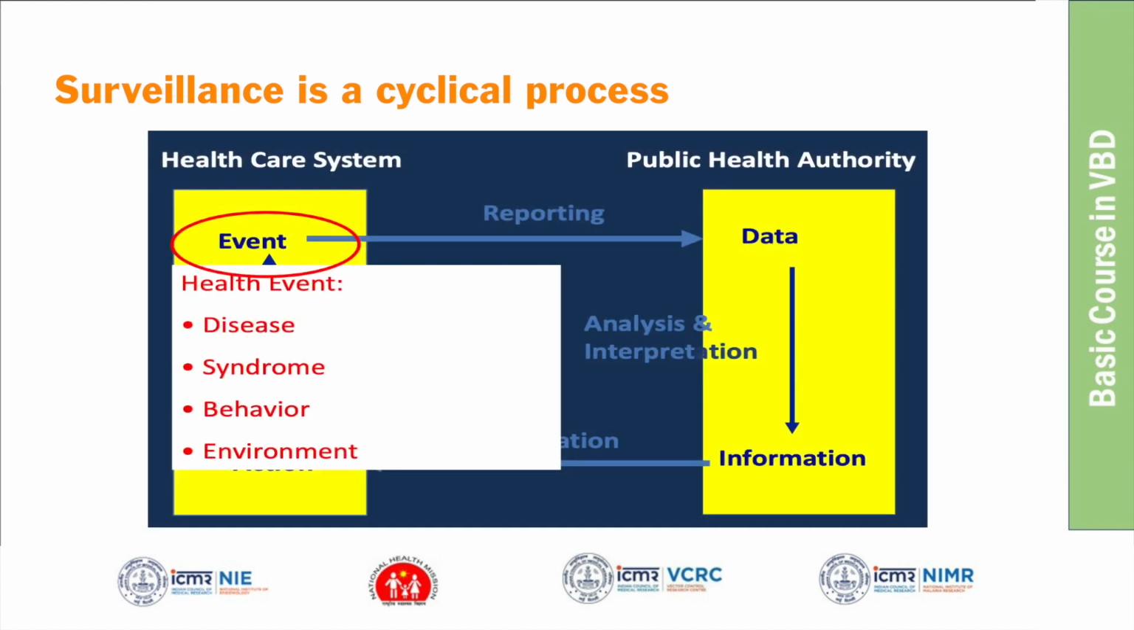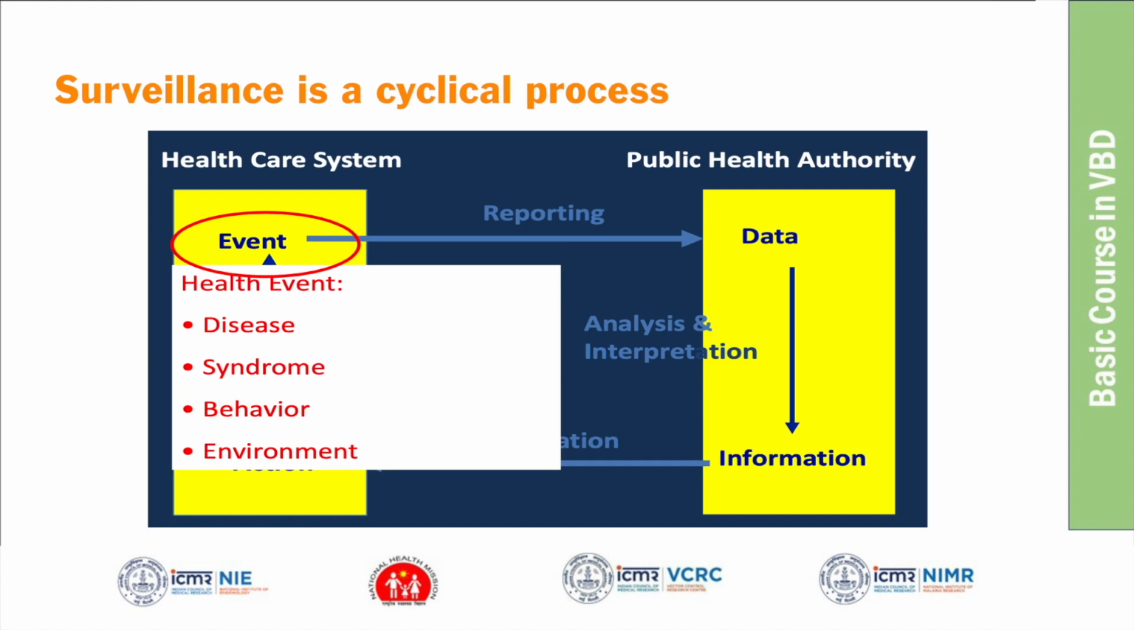So events: we are not just collecting the data of cases, we are collecting the data of events. It may be diseases, it may be malaria, it may be typhoid, it may be HIV. We're just collecting the disease data, that is also called an event. Another one is syndromic data. Instead of just predefined disease data, we call it syndromic data also.